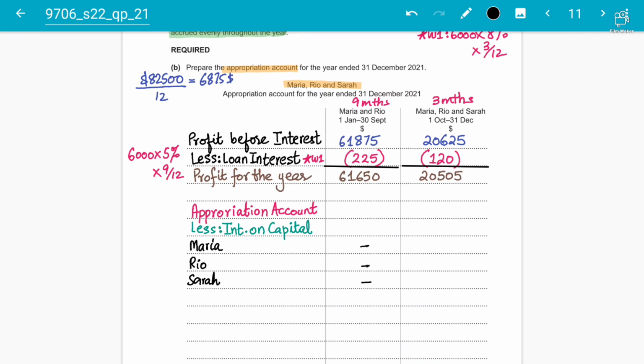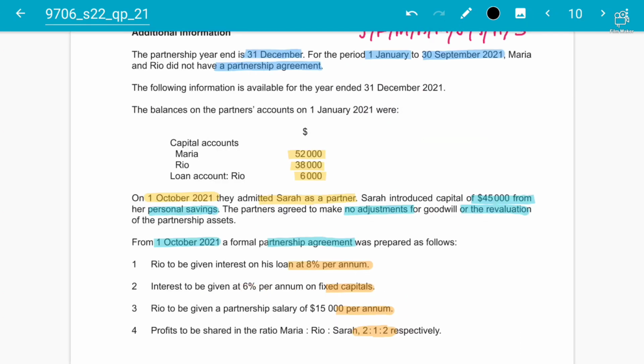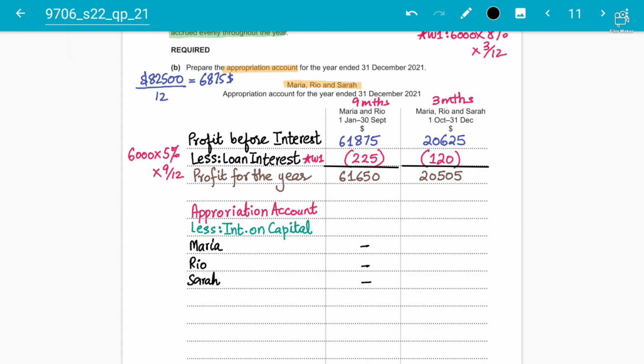We need to understand that interest on capital is basically to encourage partners to put in more capital, so they get the benefit, they get more interest on it, so they get more income. But for the 3 months, that is when the partnership agreement was formed, we are giving them 6% per annum on the fixed capital. So here there is 52,000 for Maria, so let's write it down, 52,000 into the 6%, and then only for the 3 months, that is 3 upon 12.